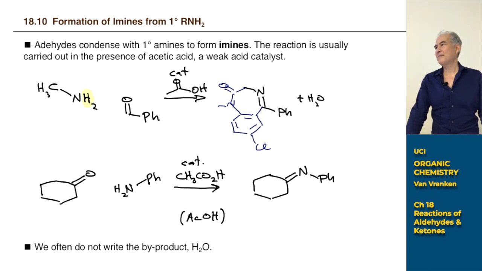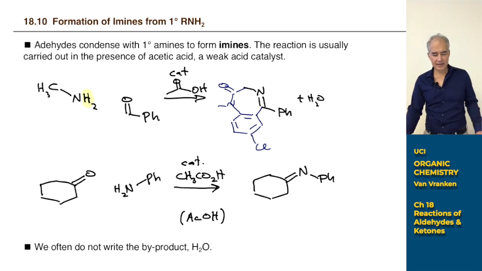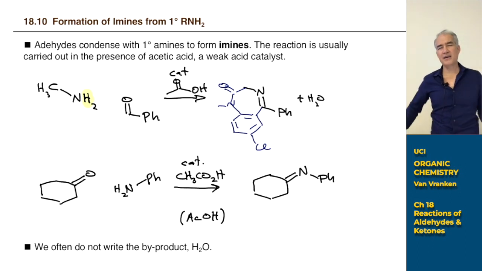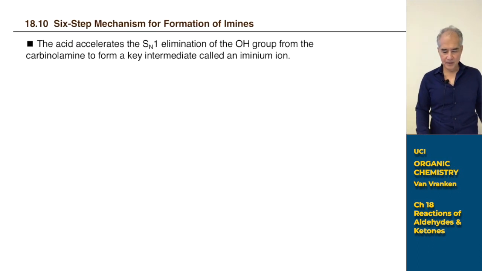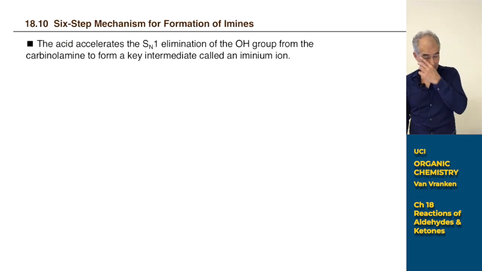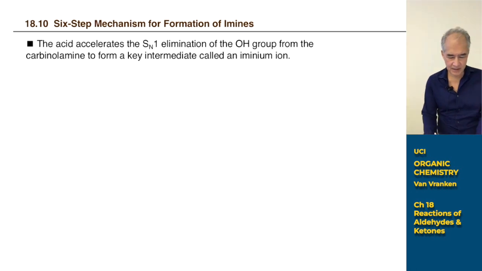It is a 6-step mechanism. We're going to have a bunch of 6-step mechanisms in this chapter, chapter 20. There's some common themes here, although the order of the steps is not exactly the same, and so let's just get ready here. You've got to be able to draw 6-step mechanisms in this class, and this is the first one that you need to know. Okay, so the 6-step mechanism for the formation of imines.